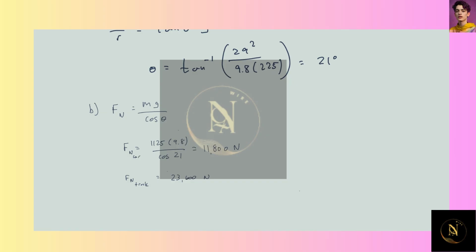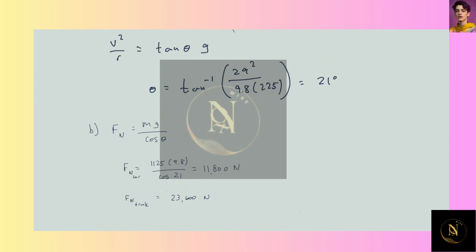And here mass does matter. Each of them are going to have their own normal force, but it's all dependent on its weight. So weight divided by cosine 21 for the normal force for the car is going to be around 11,800 newtons. For the truck, it's going to be double that, 23,600 newtons. So the suspension on the truck naturally has to be better than the suspension on the car.